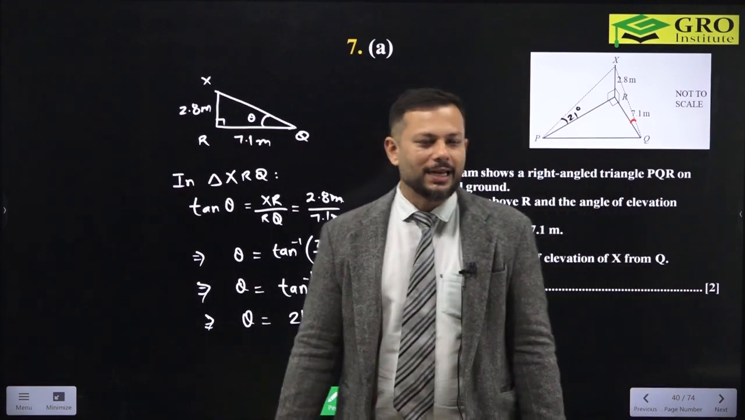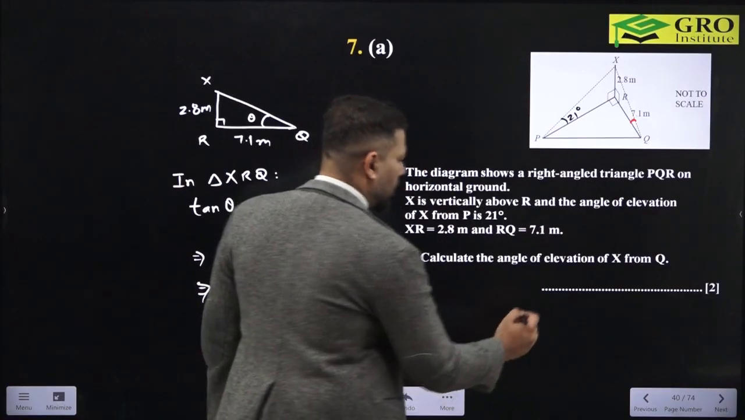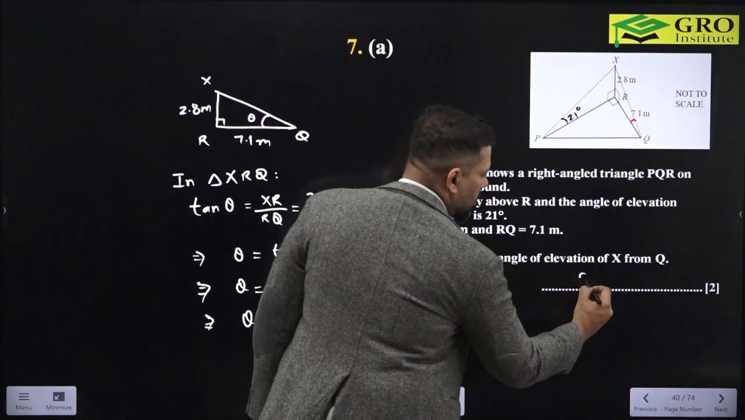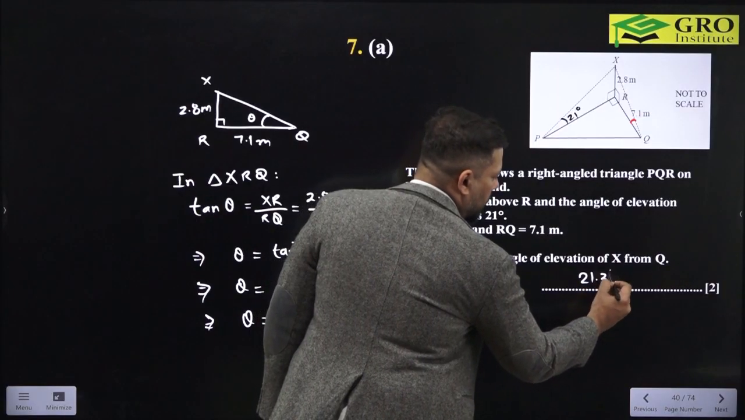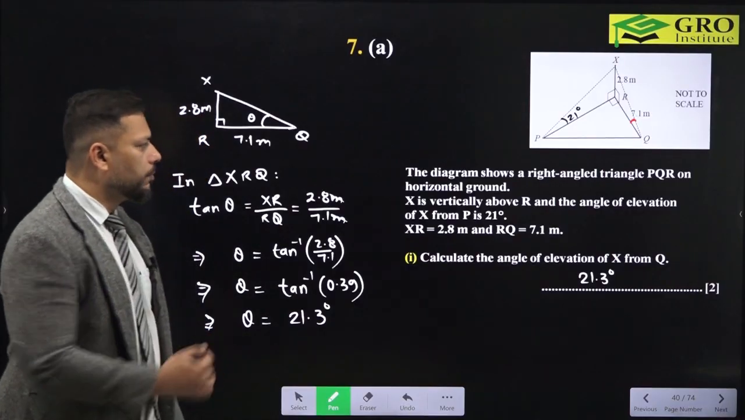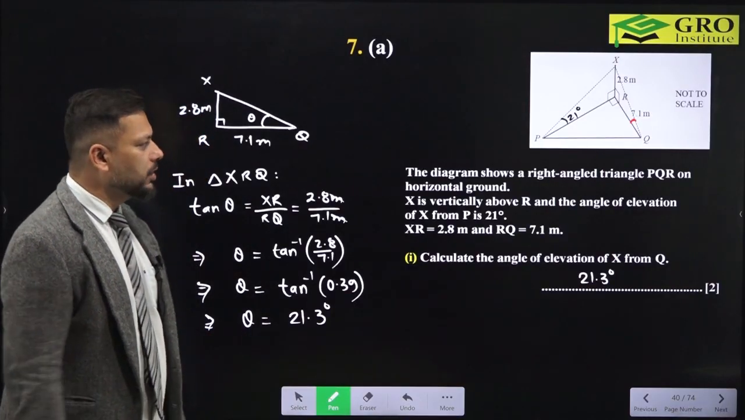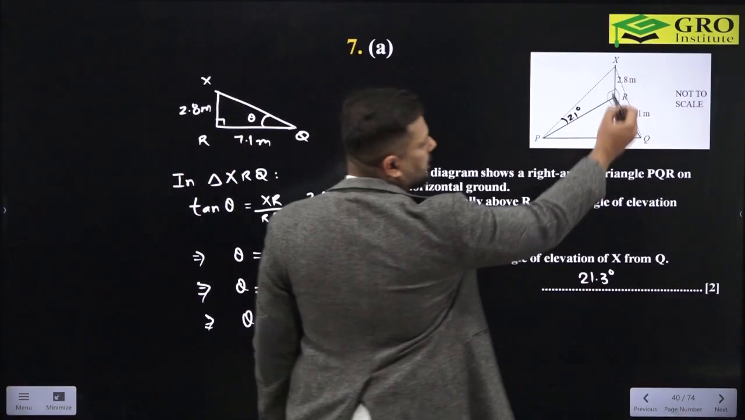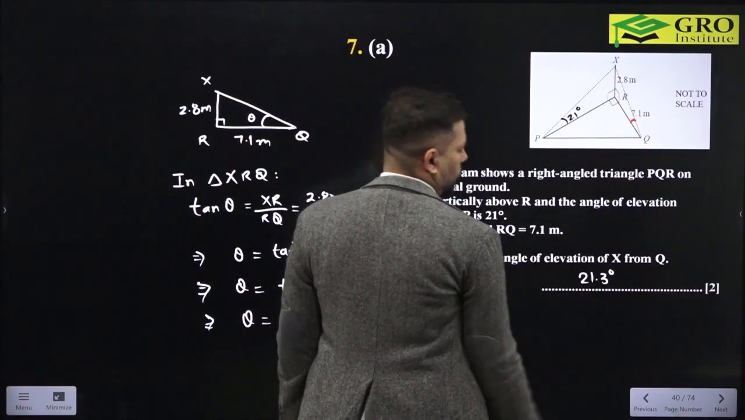This question was quite easy. Let us put it over here. The angle of elevation of X from Q is 21.3 degrees. I hope it is clear to all of you. Please note it down so that we can move further. This part of the question was related to this triangle XRQ.